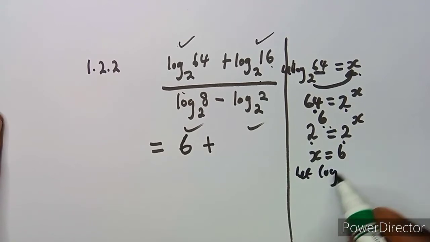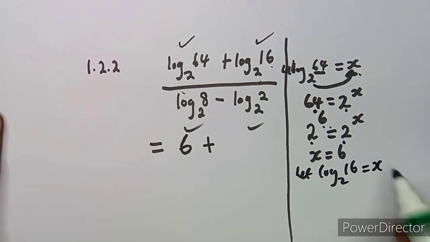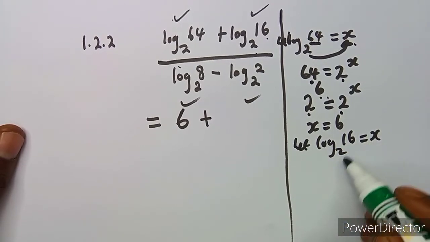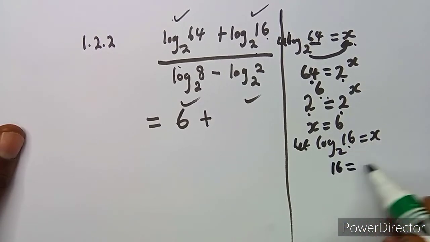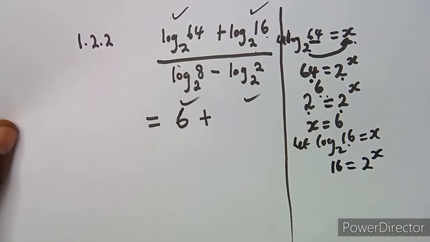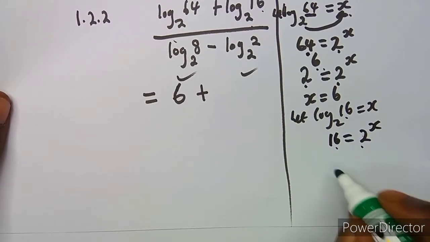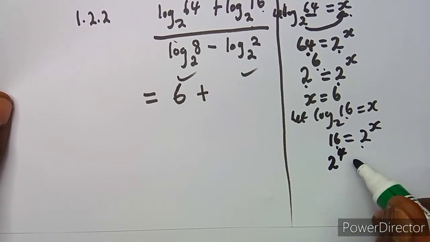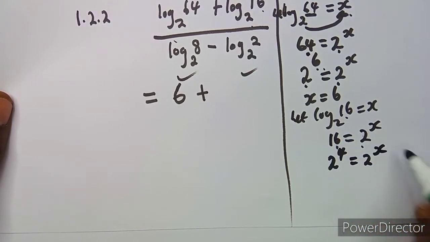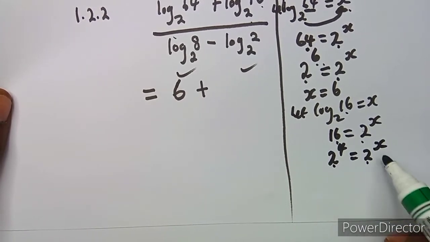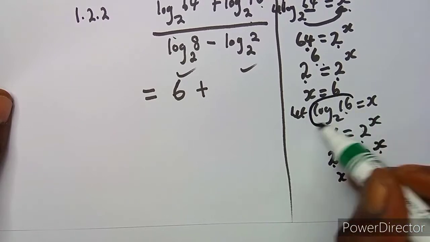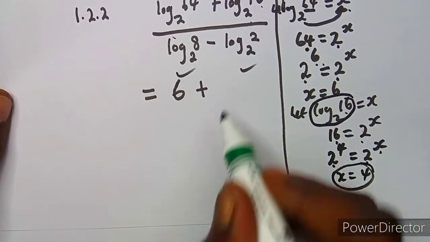Let logarithm of 16 in base 2 be equal to x. Some of these you might know by heart, you can just write the answer. Okay, so 16 is equal to 2 to the exponent of x. The bases should be the same. So 2 to the exponent of 4 gives you 16, which is 2 to the exponent of x. So the bases are the same, x is equal to 4. So in place of log 16 base 2, our answer is 4.